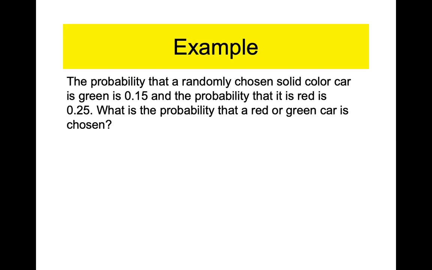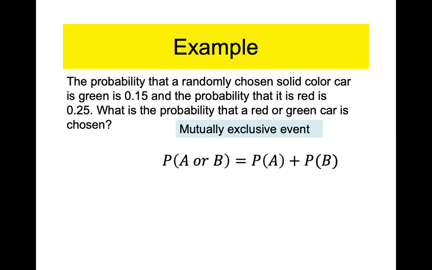All right, so let's do this one. This one is mutually exclusive. So there's my formula. What's A in this event? Green. What is B? Red, right? A is green, B is red. So once again, it's going to look like this. Okay, it's just words. Don't panic. What is green? 0.15. Okay. What is red?